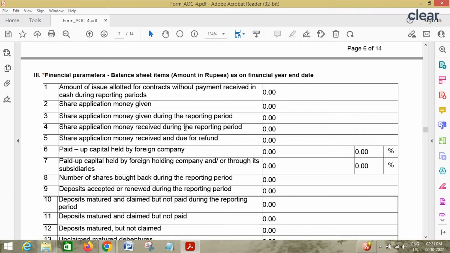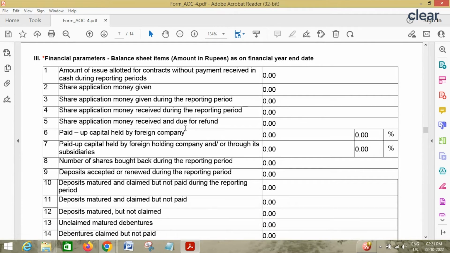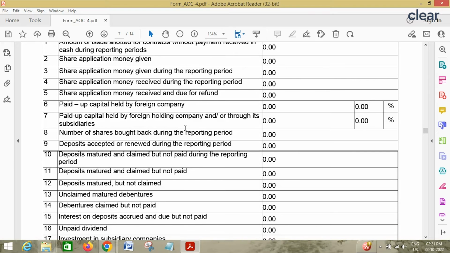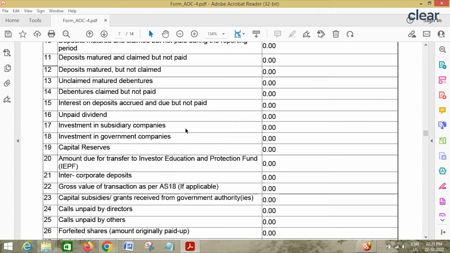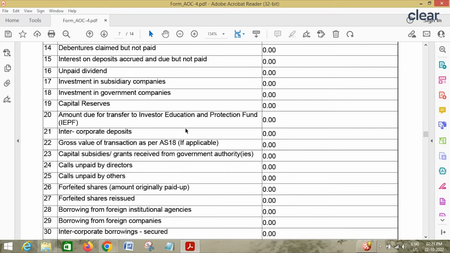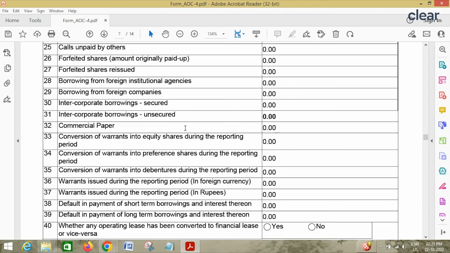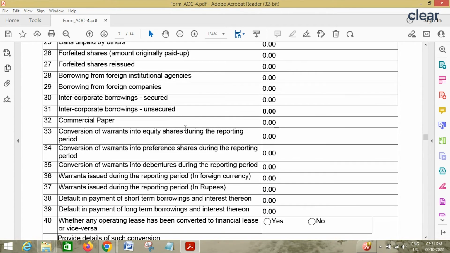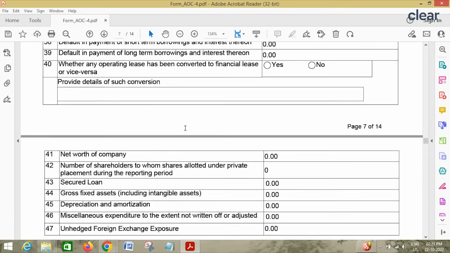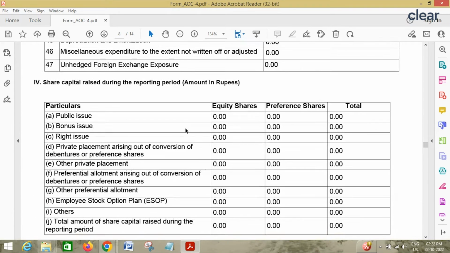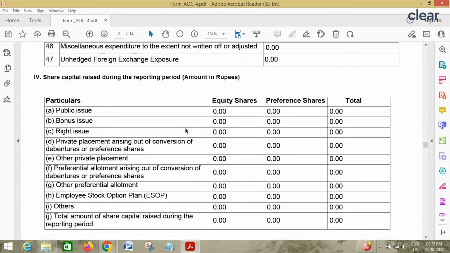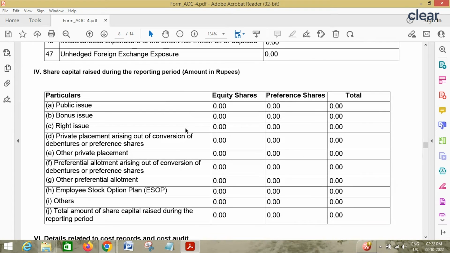Next is the financial parameters related to balance sheet. Here you need to enter the details related to share application money, deposits accepted, deposits matured, investment in subsidiary companies, investment in government companies, capital reserves, calls unpaid, forfeited shares, borrowings, warrants issued, etc. Enter the share capital raised during the reporting period.